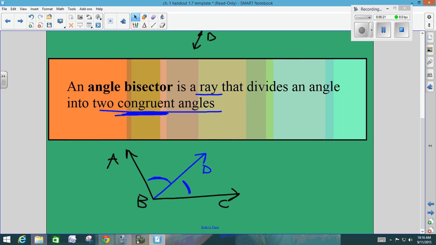You have to get into a habit of marking your pictures. If you see the perpendicular symbol, then you better have a right angle marked somewhere on the picture. If you see the words angle bisector, then you better be marking two angles congruent. Okay? Marking the pictures is going to help you. Questions on those three terms? All right, let's see what happens when we put them into play here.